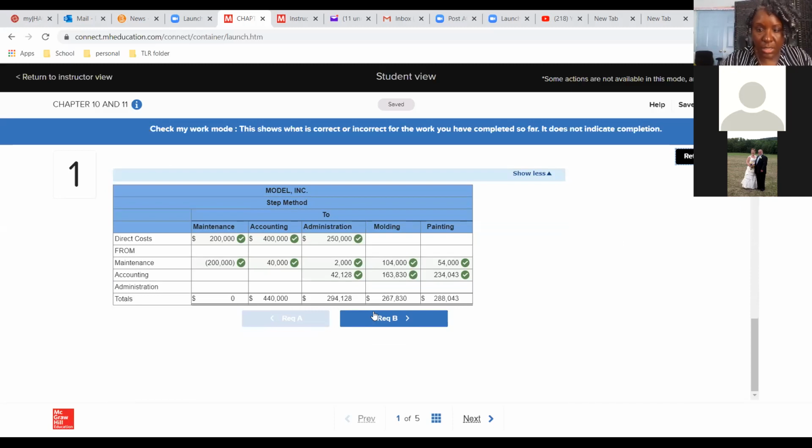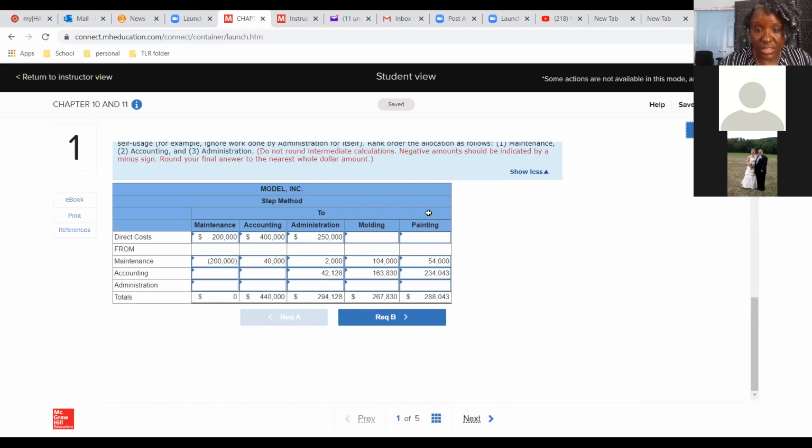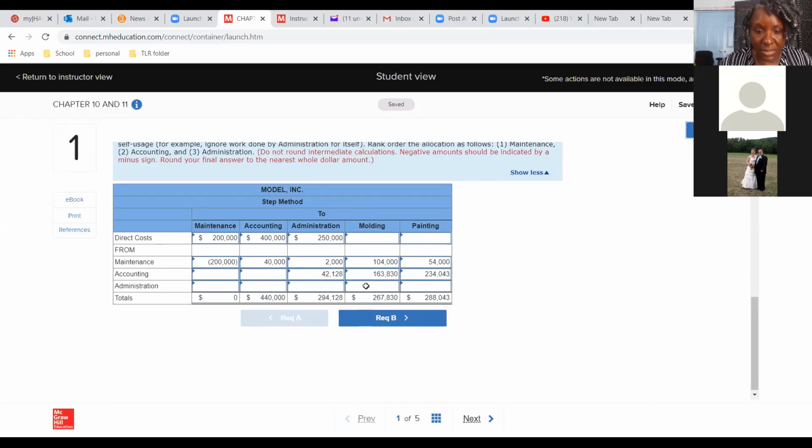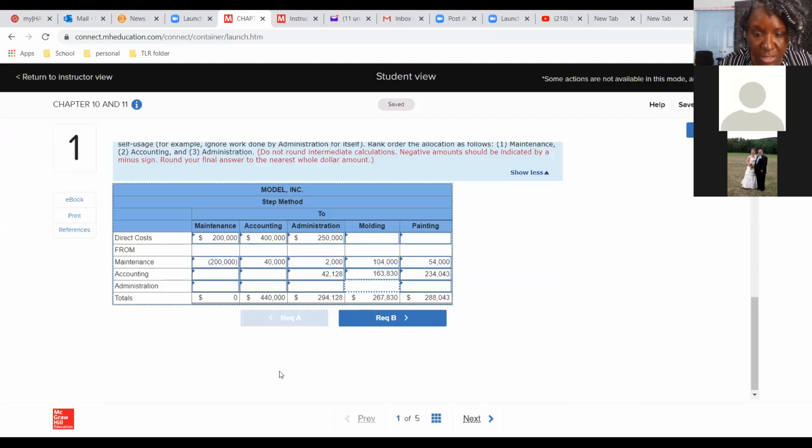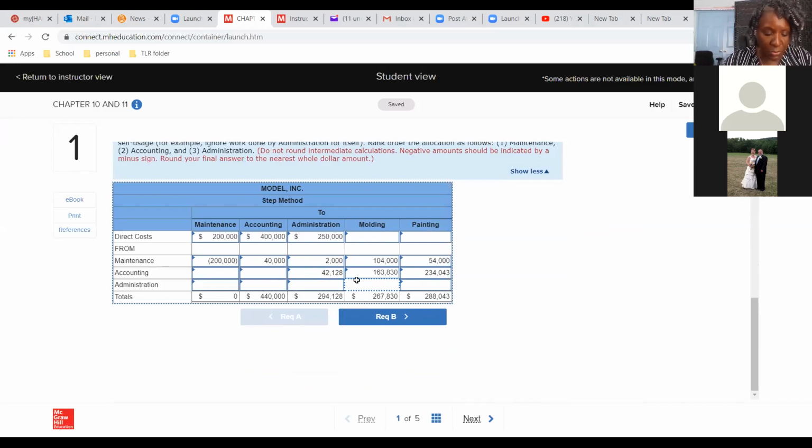So let's go back to our question and do the calculation. It's the same calculation, different base. Now I'm going to take the cost for administration and allocate it out. Again, the molding department is going to be first. So I'm going to take that pro rata, which is 360,000 divided by 450,000, multiplied times 294,128, which is the cost. I get 235,302.